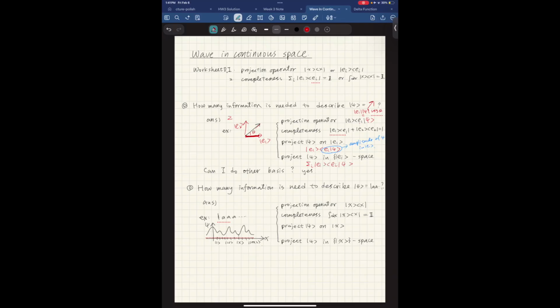Because this whole completeness relationship is one, right? So I can just insert it over here. And from this expression, it is still psi in general, but I can clearly see that, oh, this wave has so much amplitude in the E1 direction and so much amplitude in the E2 direction. So this is the amplitude in the E1 and E2 directions.